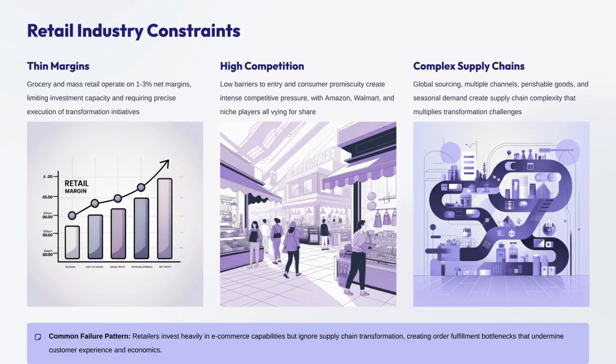Retail constraints include thin margins, high competition, and complex global supply chains. A frequent failure is investing in e-commerce while neglecting supply chain transformation, causing fulfillment bottlenecks.